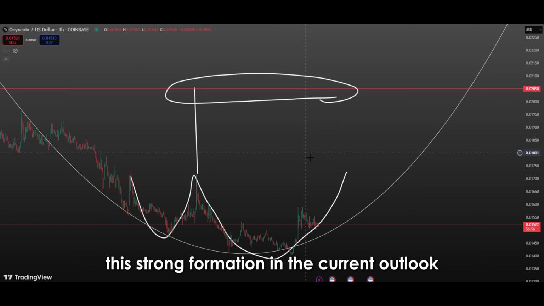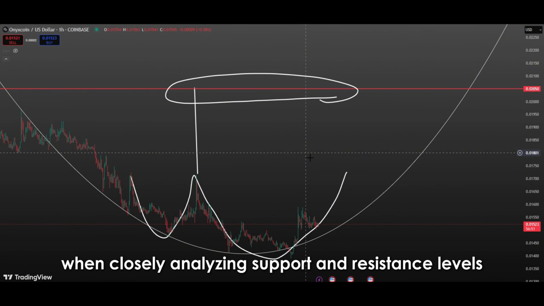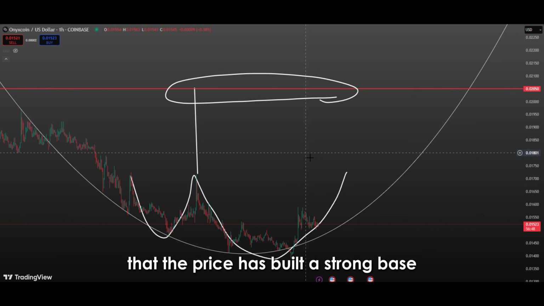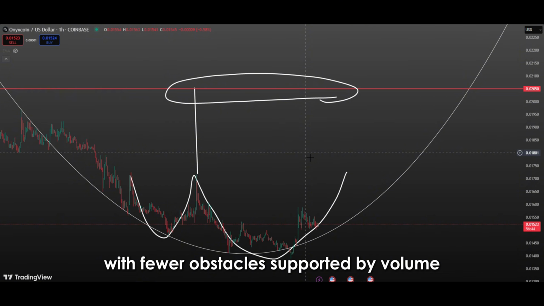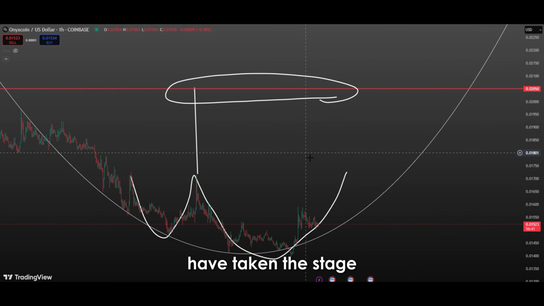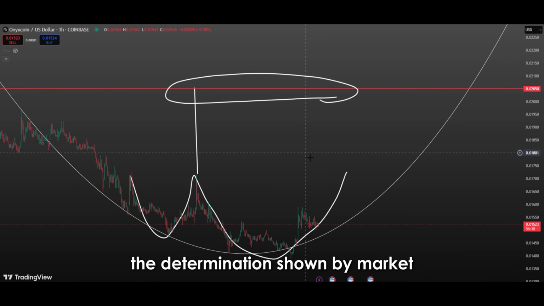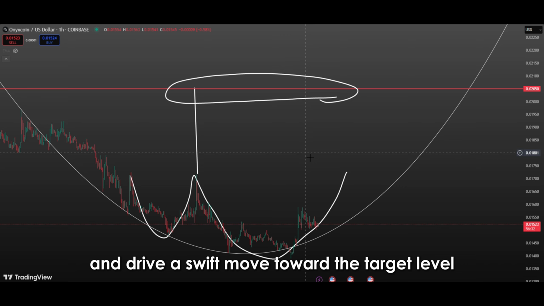This strong formation in the current outlook could be a sign of the major rally that investors have been patiently waiting for. Especially when closely analyzing support and resistance levels, it becomes evident that the price has built a strong base and that the upward move may progress with fewer obstacles. Supported by volume, this formation is a clear sign that the bulls have taken the stage and that momentum has shifted upward in the market. The determination shown by market participants at this point will allow the formation to complete successfully and drive a swift move toward the target level.